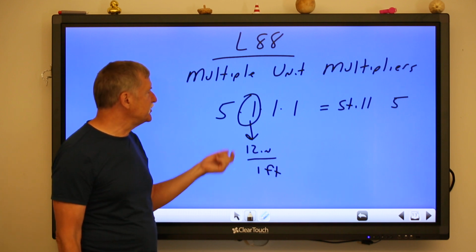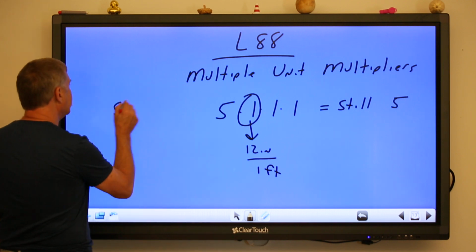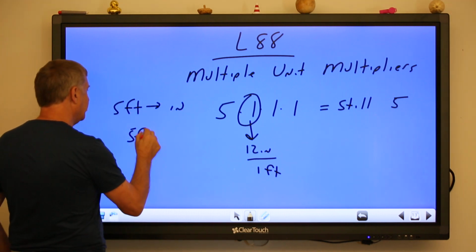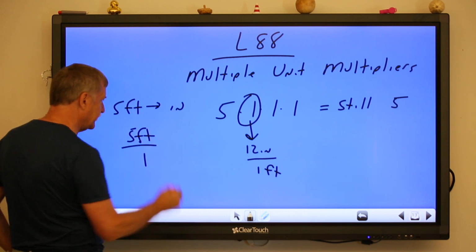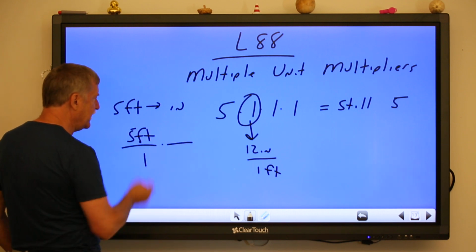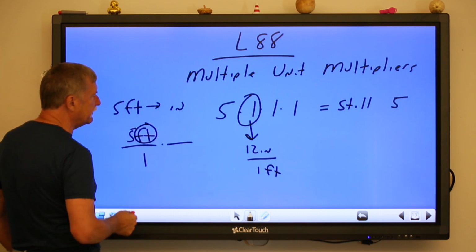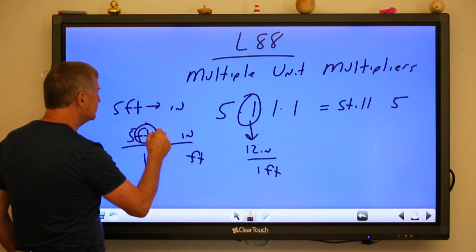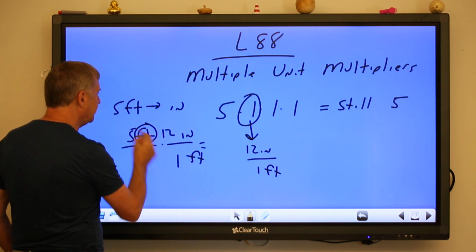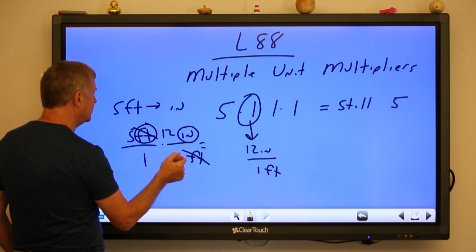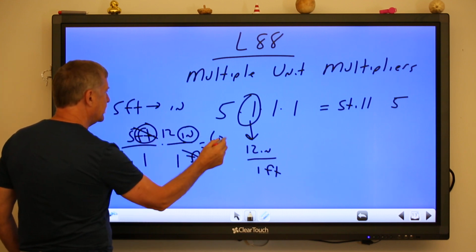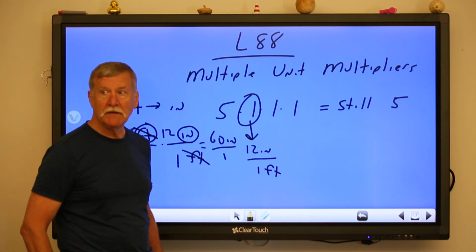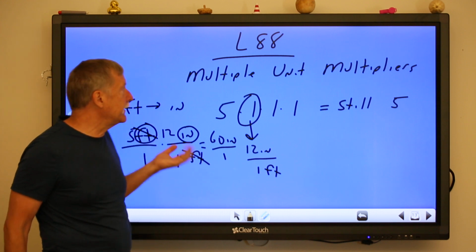And so far we've been able to change, if we were talking about 5 feet, and we're going to change that to inches, it's 5 feet over 1, we make a fraction out of it, times another fraction, and immediately we're going to put the units that we want to get rid of on the bottom here, and the units that we want on the top. 12 inches over 1 foot, and now the feet cancel out, and we're left with inches. And 5 times 12, 60 inches over 1, which is 60 inches in 5 feet. That's using 1 unit multiplier to do that.